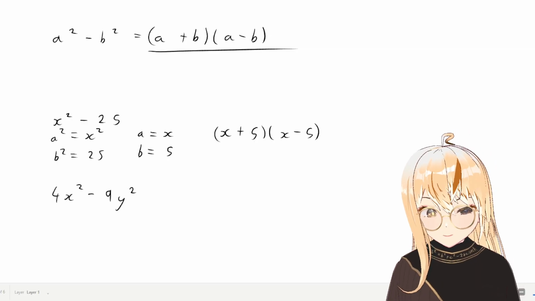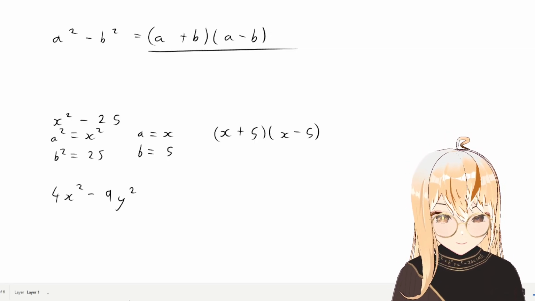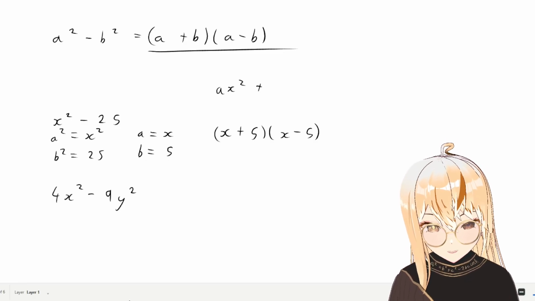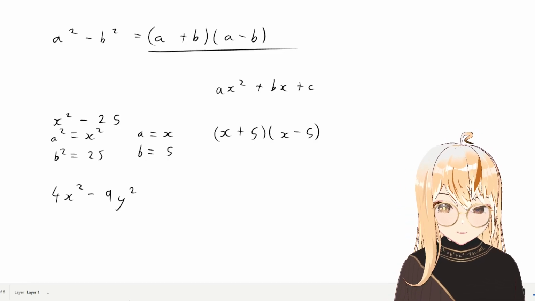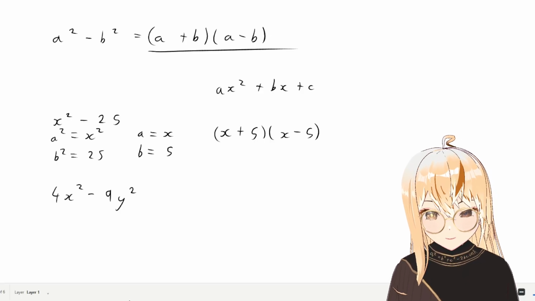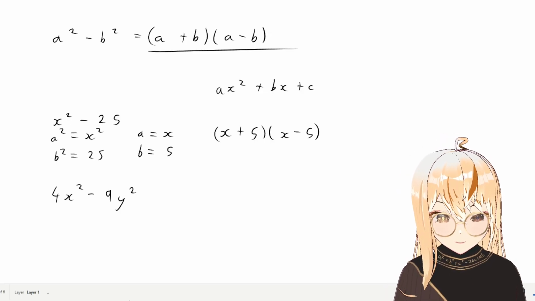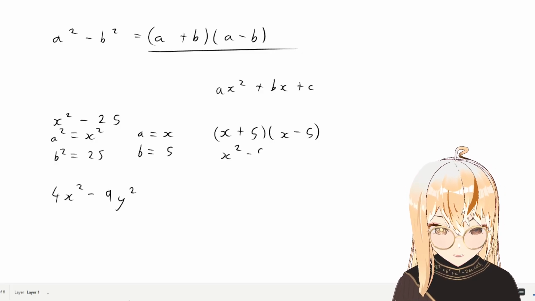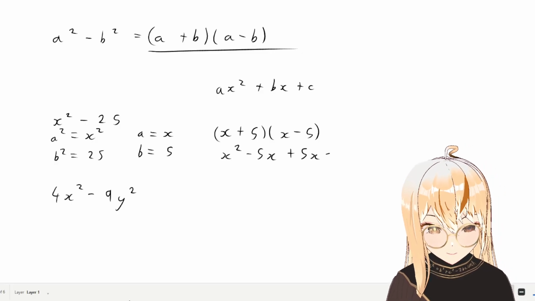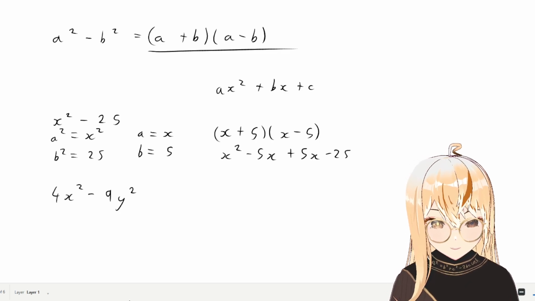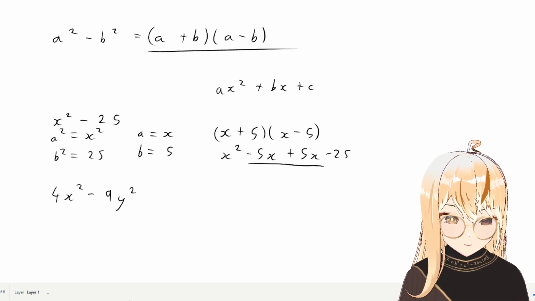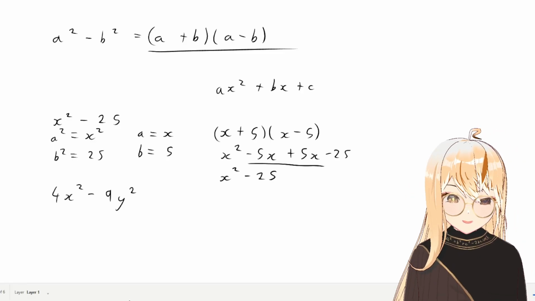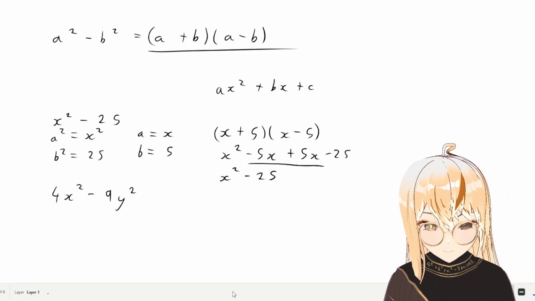And what's special here is that you can remember that the general form for a quadratic expression is ax squared plus bx plus c, but you might notice that here we haven't got a bx because b is 0 and c is negative. Because if you expand this, you'll get x squared minus 5x plus 5x minus 25, and you'll see that these two terms with x in them will cancel out, so you'll just get a difference of two squares. And that's pretty cool, I think. I don't know, but yeah.